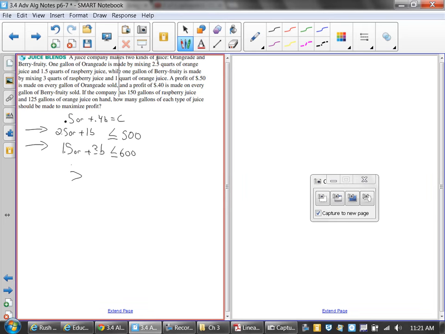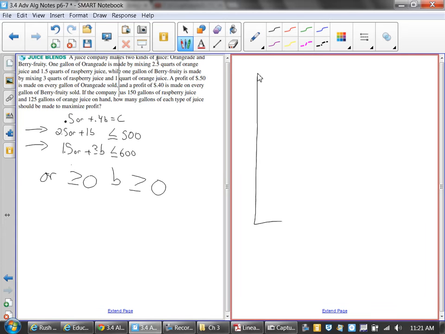Anyway, and then you've got to be greater than or equal to 0 for one. Yeah, it is pretty terrible. Orange. I didn't read it like that. All right. So when you write these out, guys, I have my orange juice on the X and my berry over here.